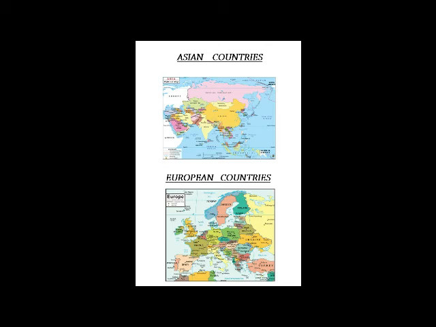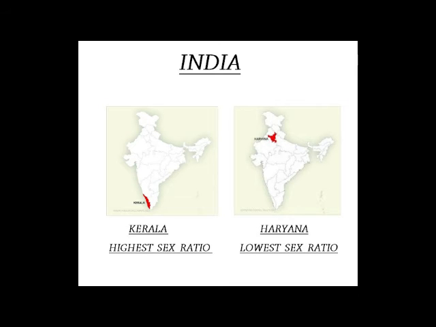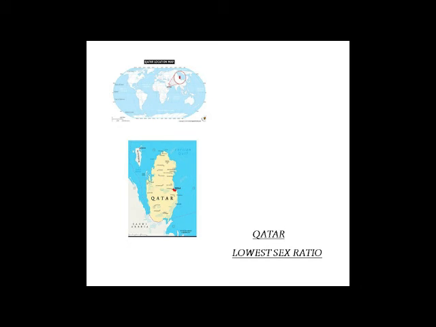Now here in this picture you can see the Asian countries and the European countries. Now the Asian countries have lower sex ratio, whereas the European countries have a higher sex ratio, which shows the better status of women. Now in the next picture you can see that in India the state of Kerala has the highest sex ratio, whereas the state of Haryana has the lowest sex ratio. Qatar is the country which has the lowest sex ratio in the world.